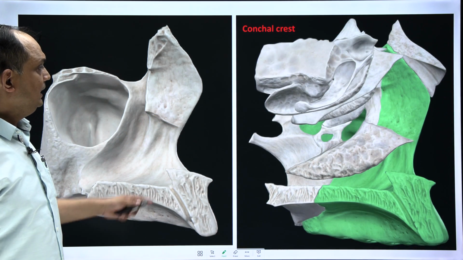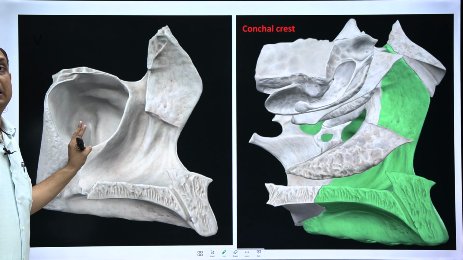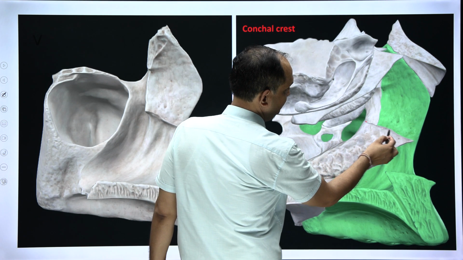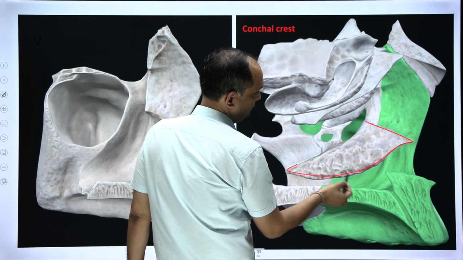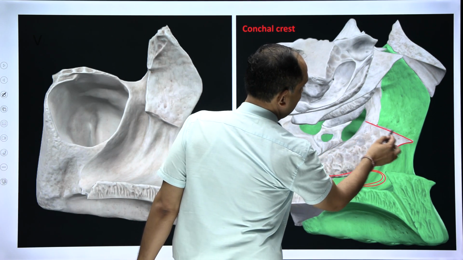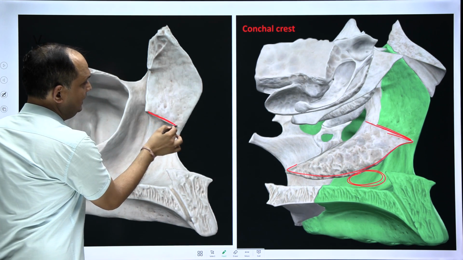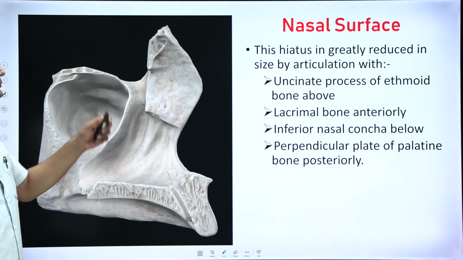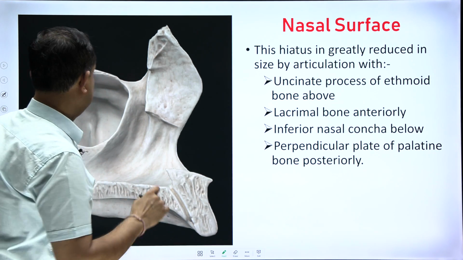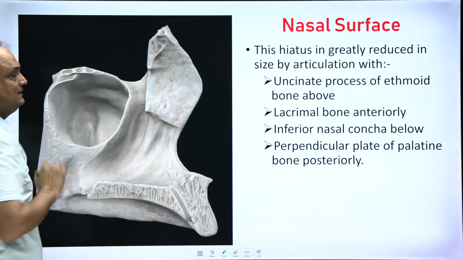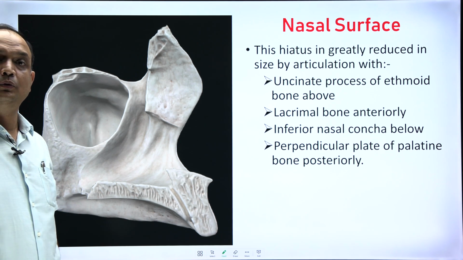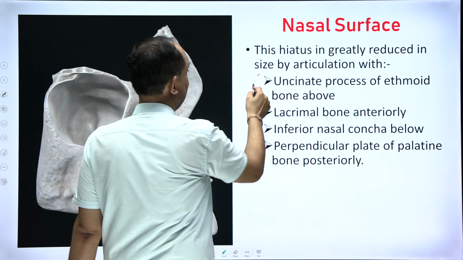Clear? So here you can see this is an isolated maxilla. Now here we have the placement of the inferior nasal concha. So this is the inferior nasal concha, and below the concha you will have a space, and this space is known as the inferior meatus, and this is a line of articulation which is known as the conchal crest. Clear? Now on the nasal surface, what are the important things which you should know? The opening of the maxillary sinus is not this large one. The sinus opening is very small, and to make it small, there is a contribution of 4 bones.